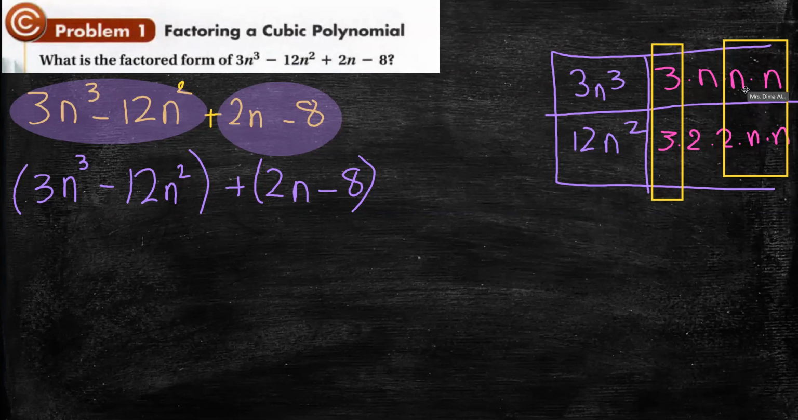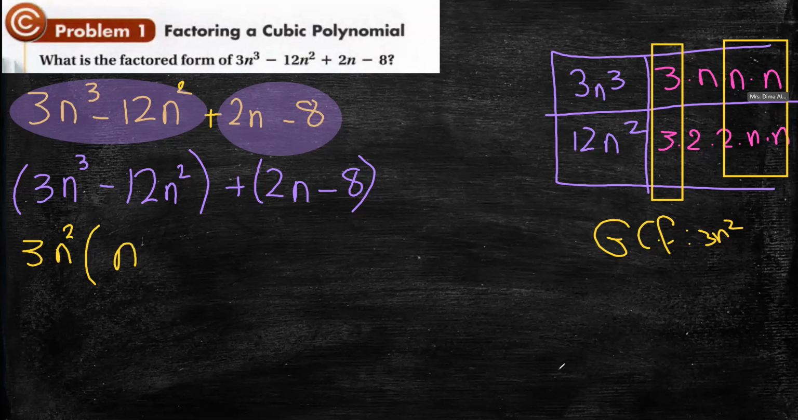So the GCF here is 3n squared. Let's write 3n squared as a common factor. After we look at the common factors, look at each monomial. Which monomial will be left? We have n minus 2 and 2, which is 4. So we have here n minus 4.